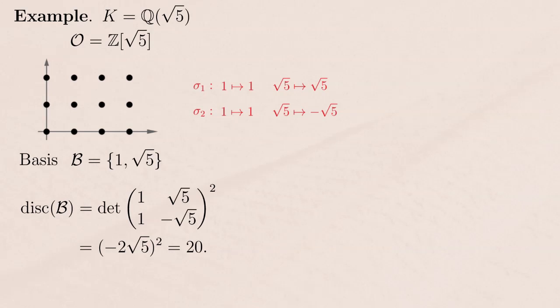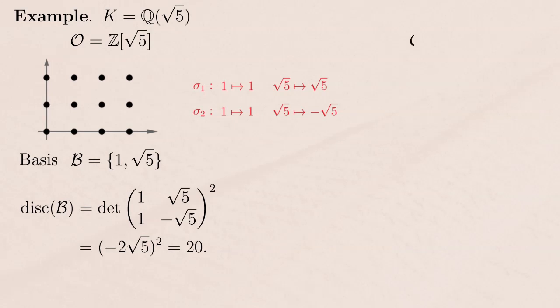Now, the only squares that 20 is divisible by are 1 squared and 2 squared. So either the full ring of integers has discriminant 20, in which case it's this ring, Z adjoin root 5, or it has discriminant 20 divided by 2 squared, so 5, in which case Z adjoin root 5 is a subring of index 2 inside it. So OK has twice as many points as Z adjoin root 5.